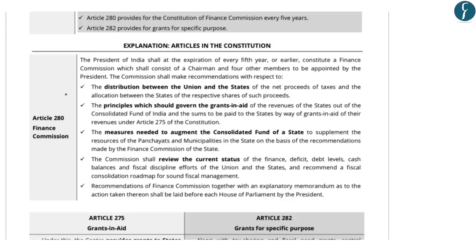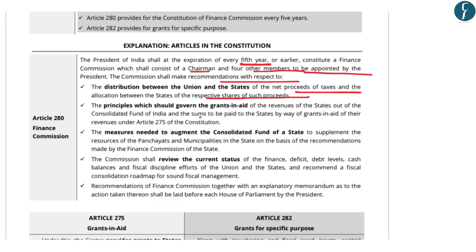So about the Constitution of the Finance Commission, you could have discussed that the President of India, at the expiration of every fifth year or earlier, constitutes a Finance Commission which shall consist of a chairman and four other members to be appointed by the President, and the commission shall make recommendations with respect to distribution between the Union and states of the net proceeds of taxes and allocations between states of their respective share of such proceeds.